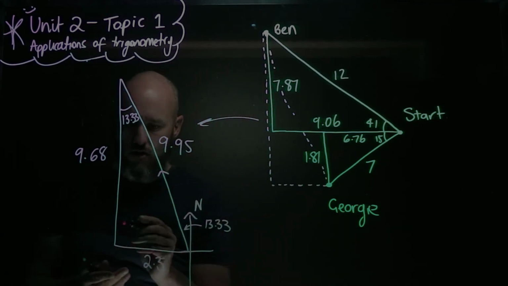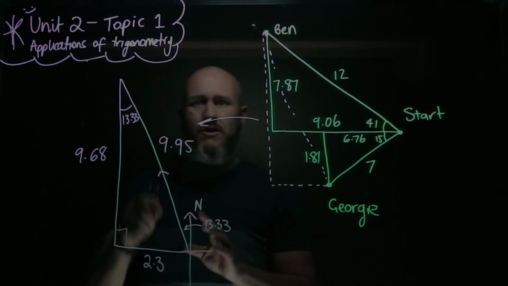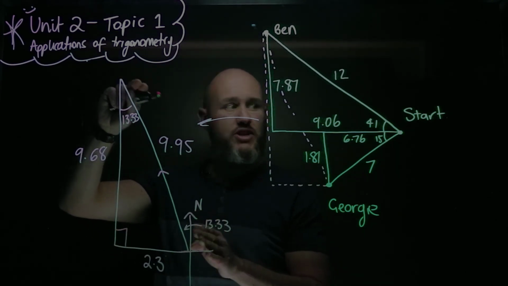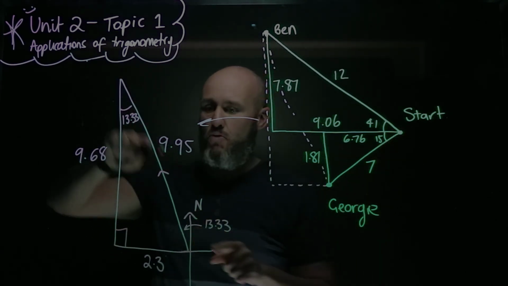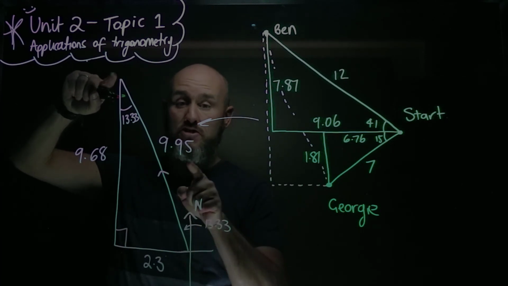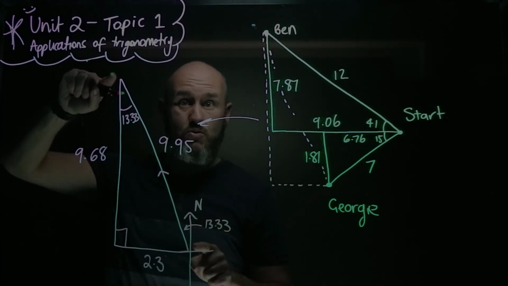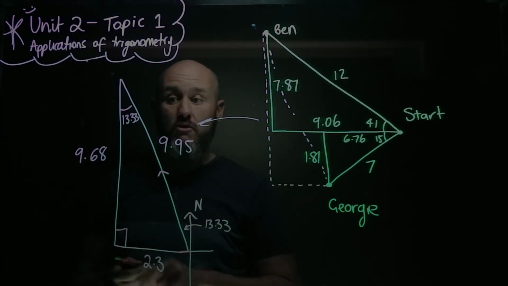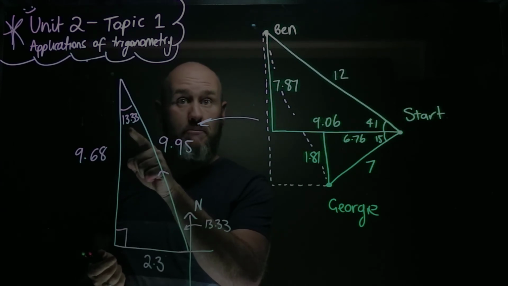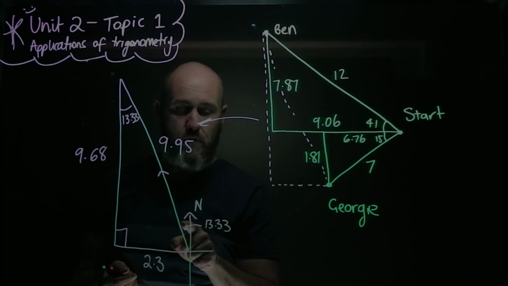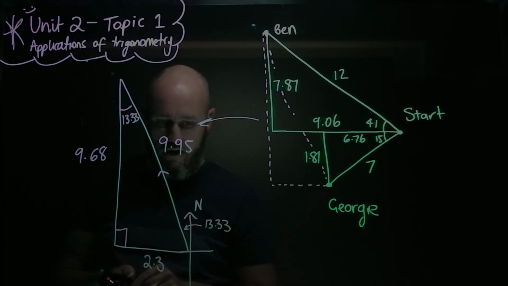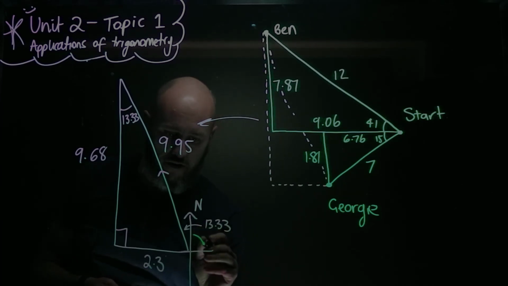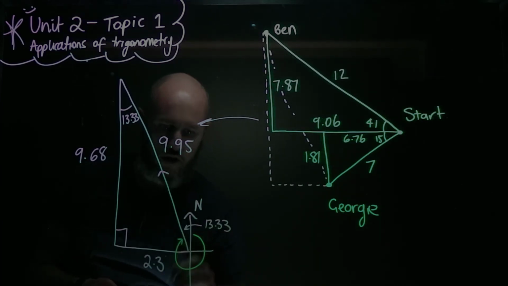Then we jumped into this nice right angle triangle here, which is their final positions compared to each other rather than compared to a start point. And we used a bit of Pythagoras to get 9.95 as the distance between them. And then we used a bit of right angle trig to calculate this angle up here as 13.33. And we reversed that down into here. And then we subtracted from 360 to work out this overall bearing, which is the bearing that Georgie would have to walk to get to Ben.